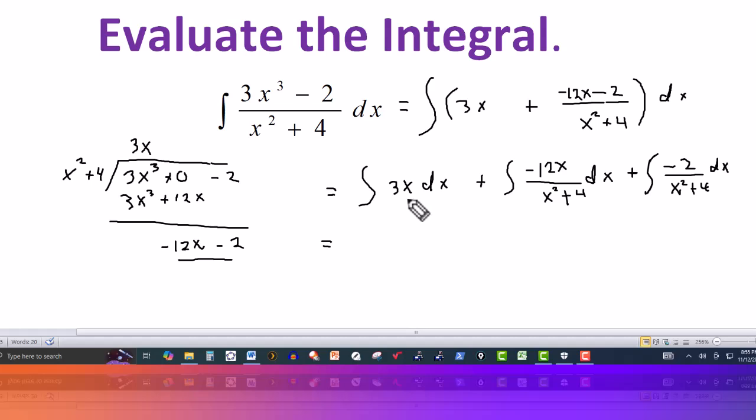The first one, no problem. Integral of 3x with respect to x. This is a 1 here, so let's add 1 to that. That's a 2 and then divide. So this first integral then will just give me a 3/2 x squared. Now notice here for this one, I've got a minus 12x over x squared plus 4. Now notice the derivative of x squared plus 4 gives me 2x. And I got an x up here. The constant is no issue. I can always factor that out.